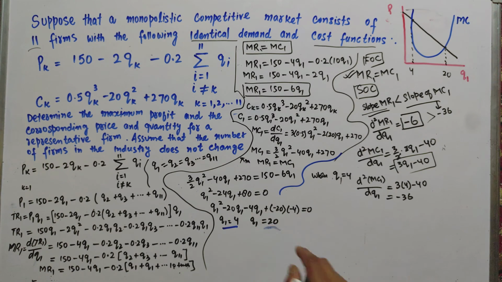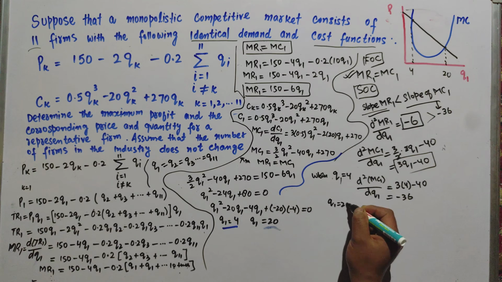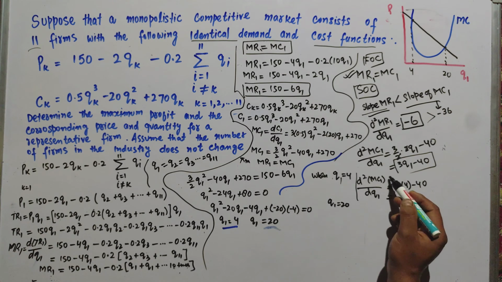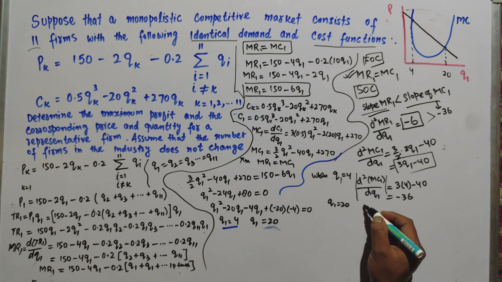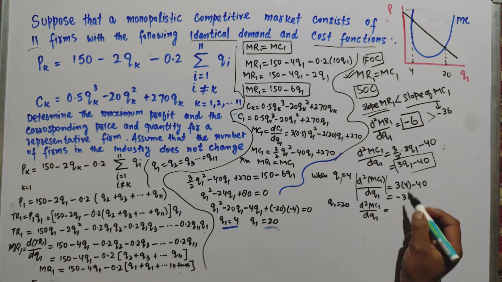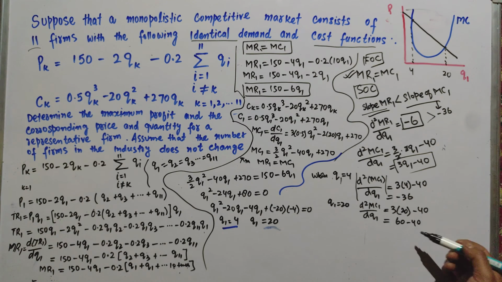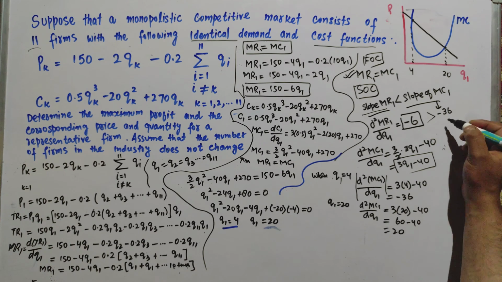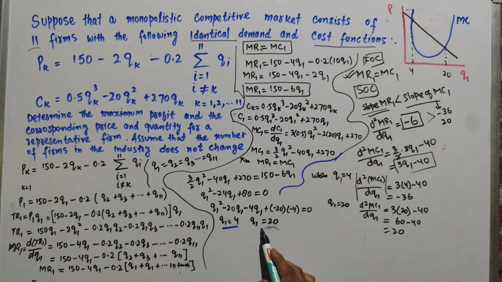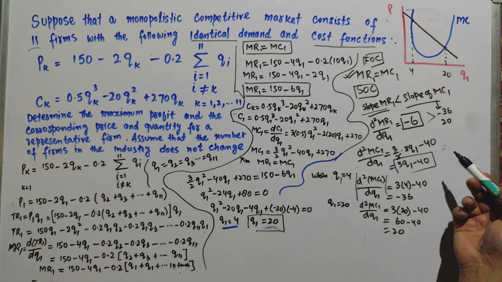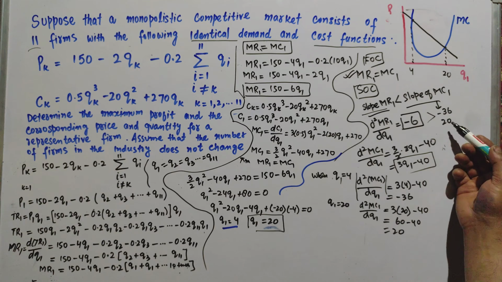Let us take q1 equal to 20. When q1 is equal to 20, let's evaluate the slope for the second order condition, that is d square MC1 upon dq1 square. When q1 is equal to 20, we have 3 times 20 minus 40, so 20s are 60 minus 40, which comes out to be 20. So when q1 is equal to 20, the slope of the marginal cost function is greater than the slope of the marginal revenue function, as we have seen here.